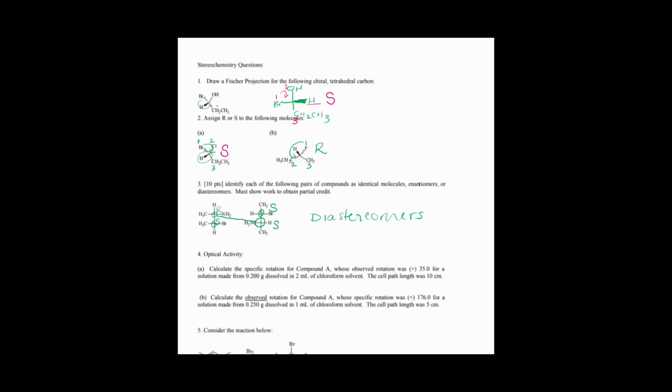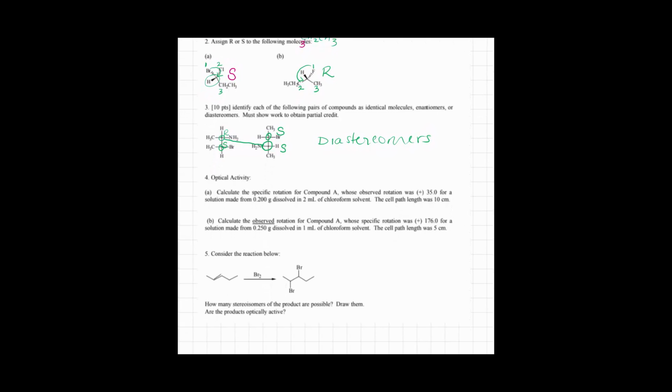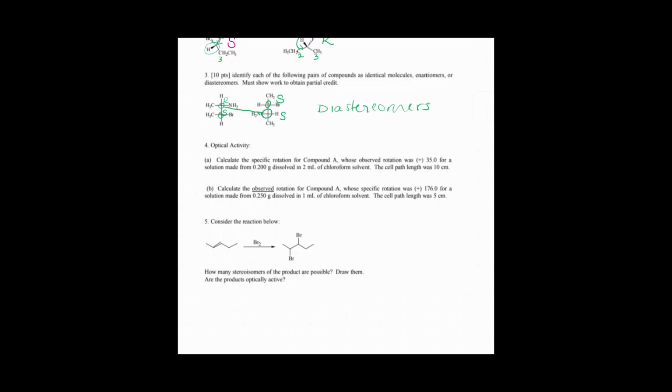Number 4, we're going to calculate some specific rotation. Now, this is directly related to our lab, and you did these, or you should have done these calculations with the lab. The equation is that the specific rotation is equal to the observed rotation over the concentration times the length of the cell path. So the concentration will be in grams per milliliter, and that's convenient because we're given grams and milliliters. And the cell path should be in decimeters. Well, 10 centimeters is 1 decimeter. So we can convert this and calculate.